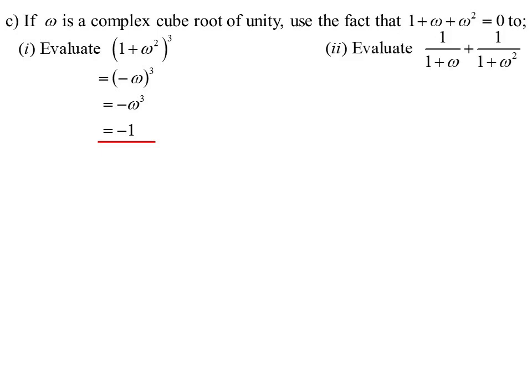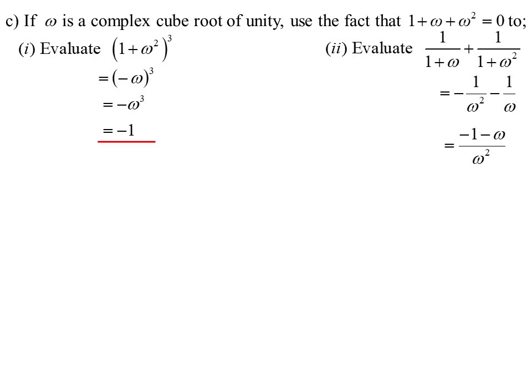This fraction, 1 on 1 plus omega plus 1 on 1 plus omega squared. I'm going to play around with the denominators. See, 1 plus omega I could make minus omega squared. And 1 plus omega squared I can make minus omega. It's a lot easier to play with an algebraic fraction when there's one term in the denominator than two terms in the denominator. Now put these two things together, I get minus 1 minus omega on omega squared.